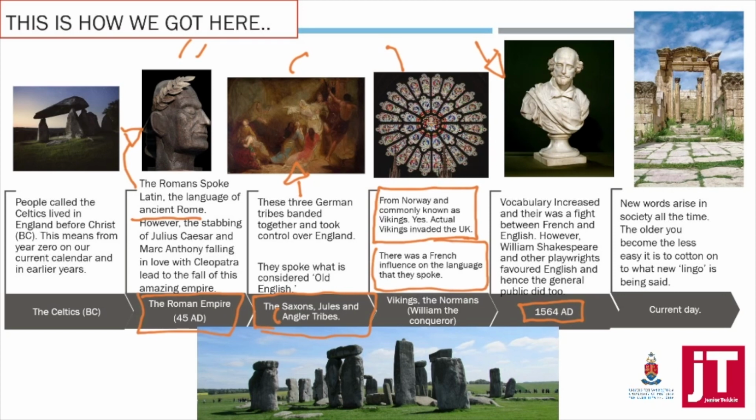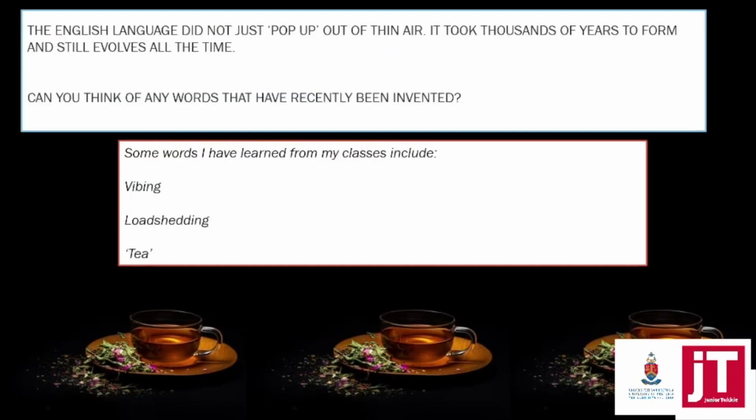Anyway, so new words arise every day. I'm looking at the current day now. In our society, and the older you become, the less easy it is to cotton on, which means to kind of figure out what the new lingo, what the new vocabulary is. And that's why I'm so grateful for young people like you, because you always manage to tell old people like me what the new trending words are. So, the English language did not just pop up out of thin air. It actually took thousands of years to form, and it still evolves all the time. And that's why dictionaries are so important for our society in general.